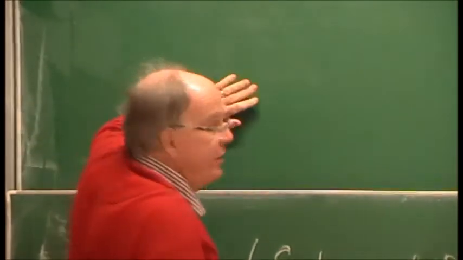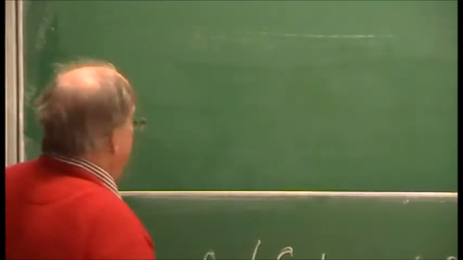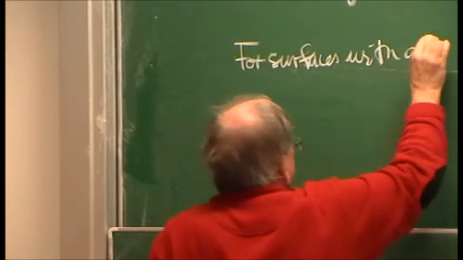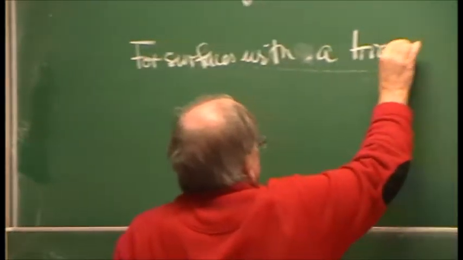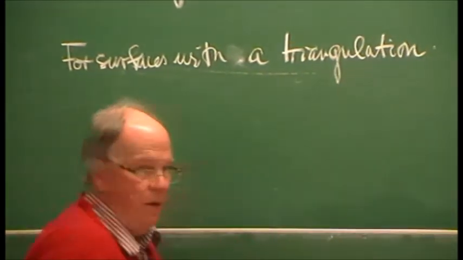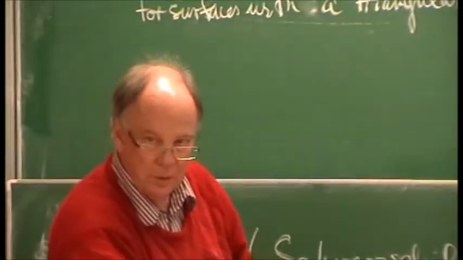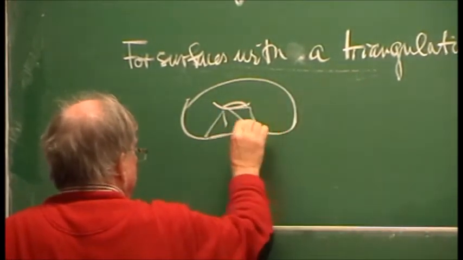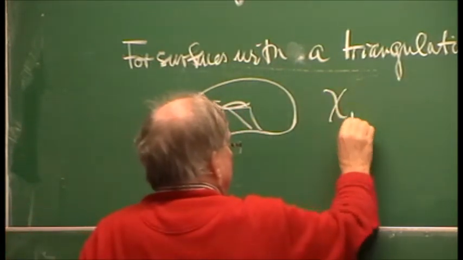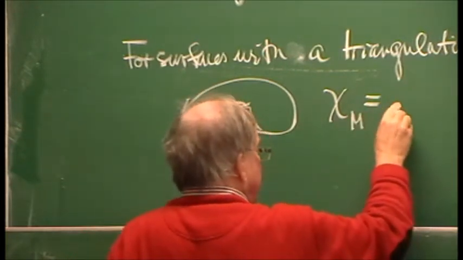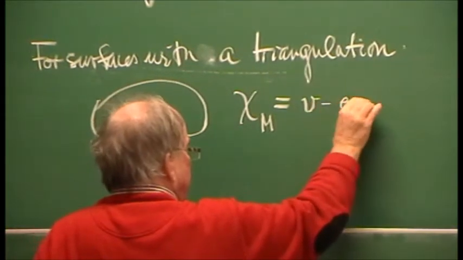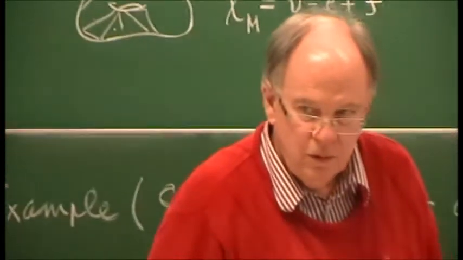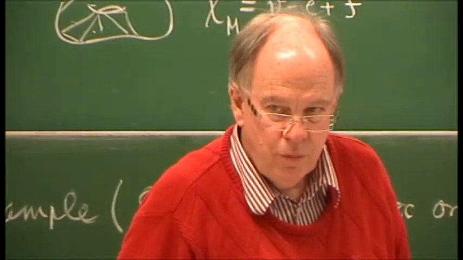Topological Euler characteristic. Well, there are many modern ways that I like to define this characteristic, but you know it from your high school math for surfaces with a triangulation. You know what I mean, a triangulation of a surface. You just piece together the triangles to make a surface. So you have abstract triangles and you piece them together to make a surface. Then the topological Euler characteristic is vertices minus edges plus faces.